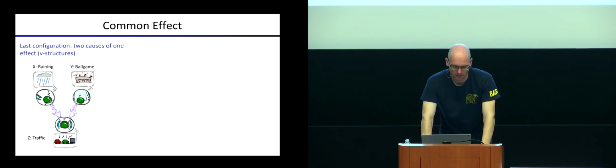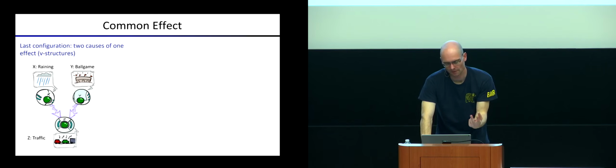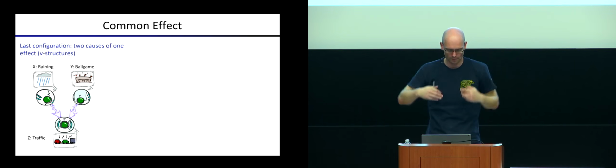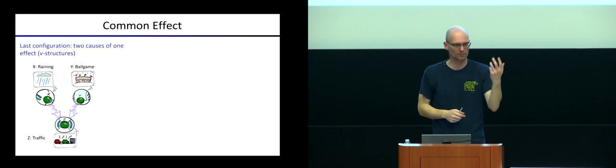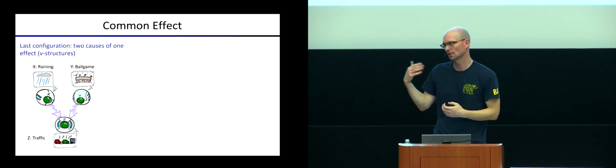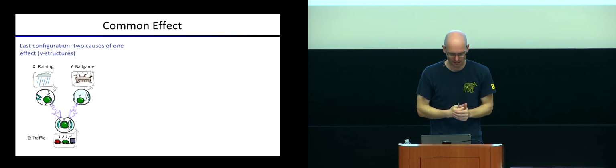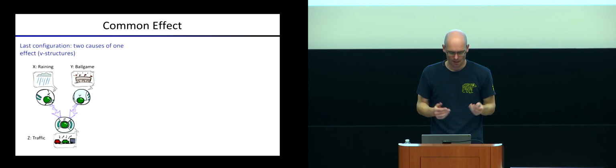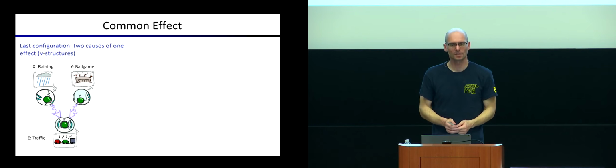Here's another one, third type of structure. With three variables, there's only so many things we can do. This is the third type of structure that's available to us, where we have two variables that point into the bottom one. For example, the story could be, it could rain or not. There could be a baseball game or not. And then, as a consequence, there could be traffic or not. Are x and y independent in this kind of Bayes net?